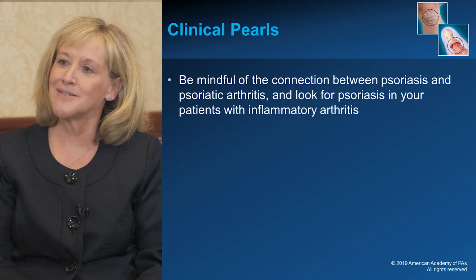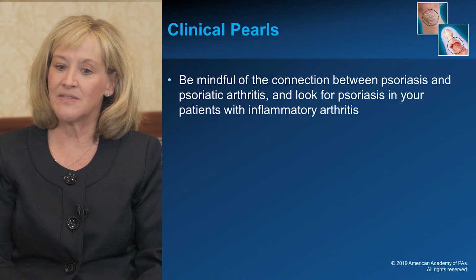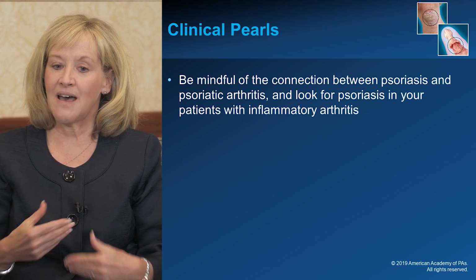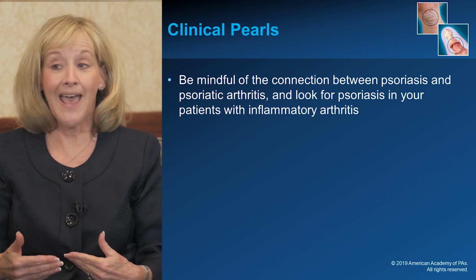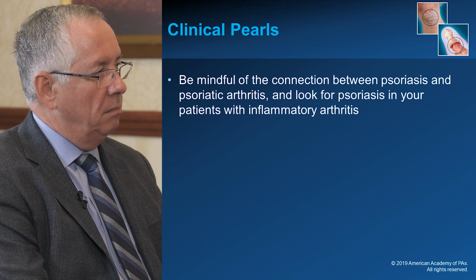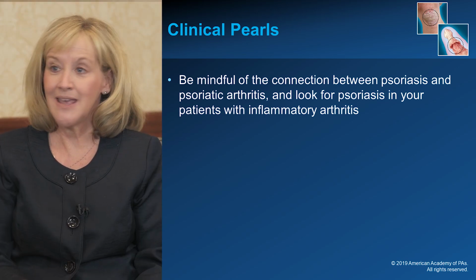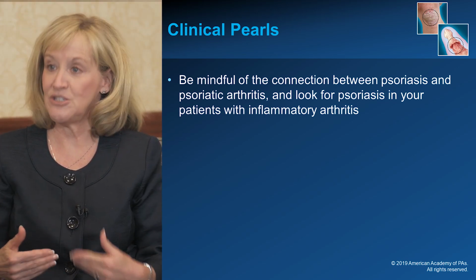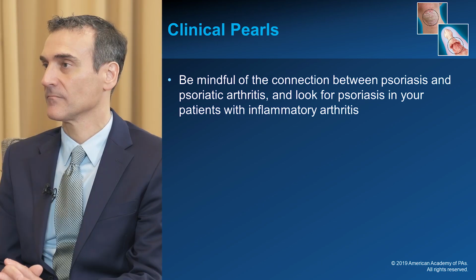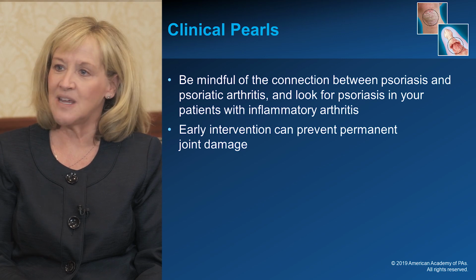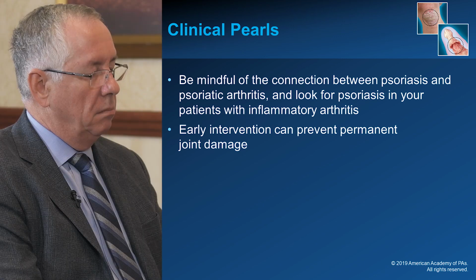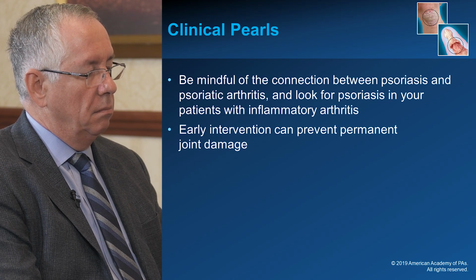The one thing that I would like to see people walk away with is the awareness that there is a connection between psoriasis and psoriatic arthritis. And sometimes a patient may present with an inflammatory arthritis, and you have to be aware that you need to begin to look for psoriasis in those patients. The other thing would be early intervention. Once you have damage to a joint, you cannot fix that. And we have a lot of medications available. Early treatment is key. And Mike, if you'd like to leave our audience with a single clinical pearl, what would that be?